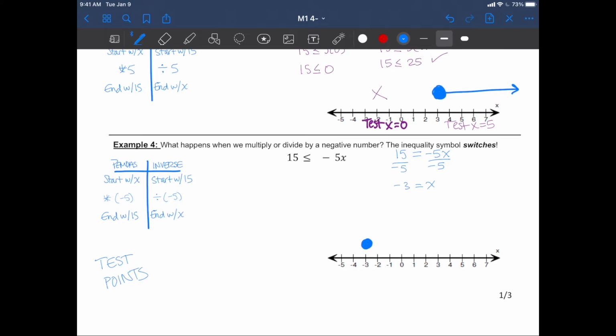Okay. I like to pick 0. 0 is really nice if it's not one of my values that I'm plotting, right? So I won't pick -3, although I can just to test points. But I'm going to pick 0, it's a lot nicer to use. And I'm just going to plug it in.